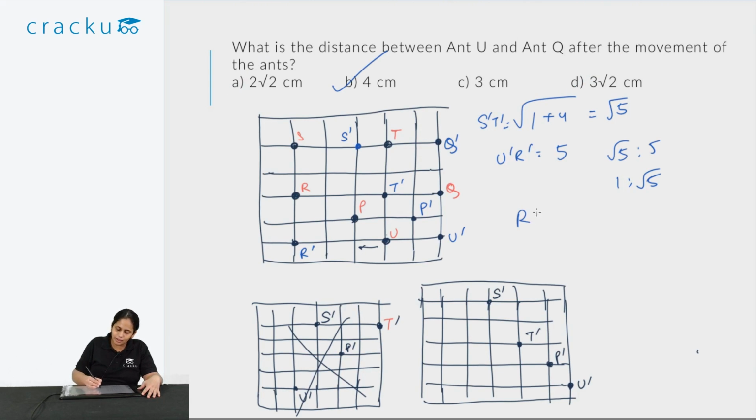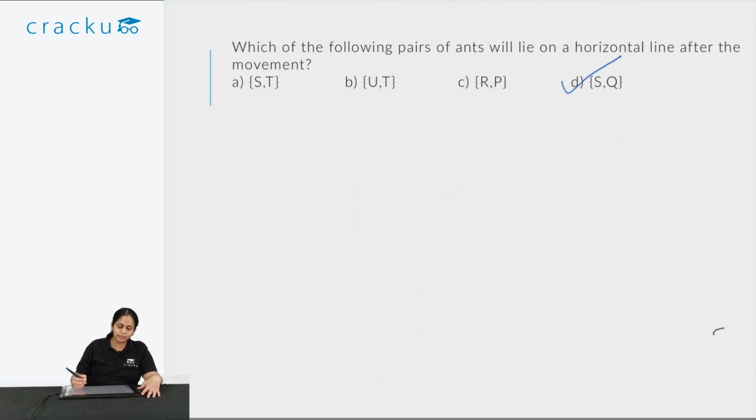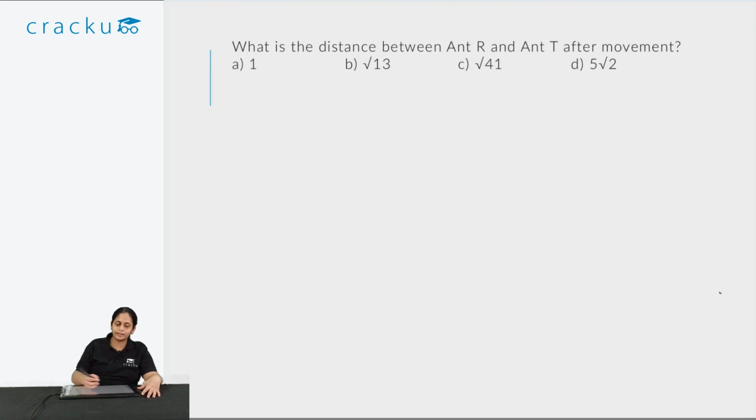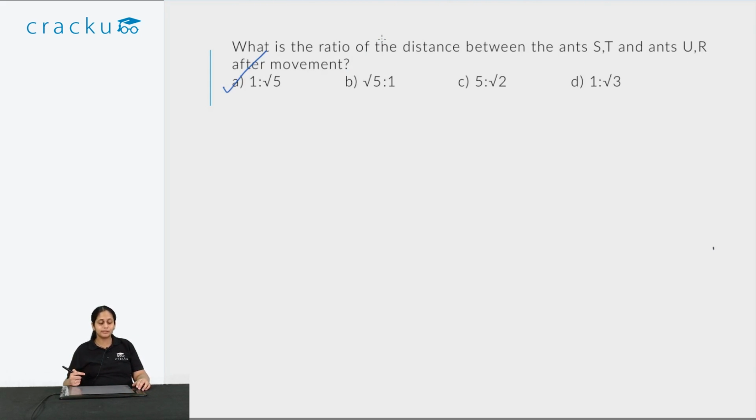R dash T dash is how much? R dash T dash is equal to, this is R, this is T, so this is square root of 3 square plus 2 square, so this is equal to root 13. So the distance between ants R and T is option B, root 13. So this is how we calculate answers, how we solve this particular set.